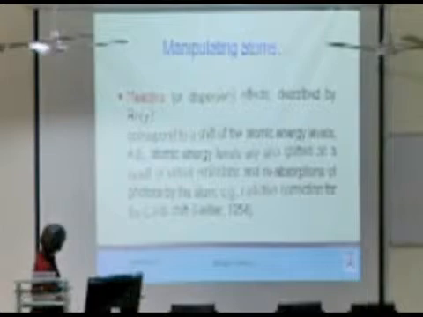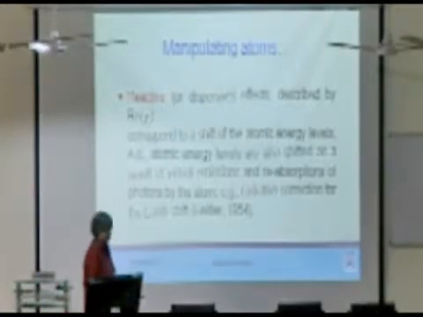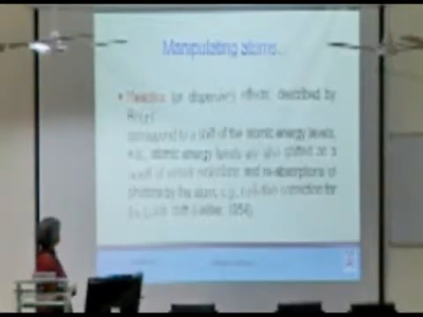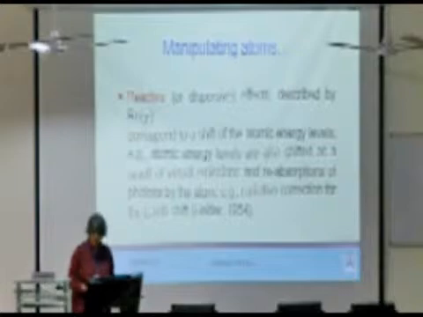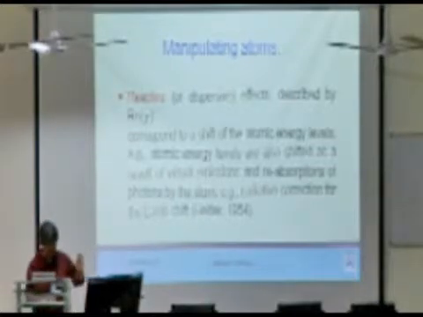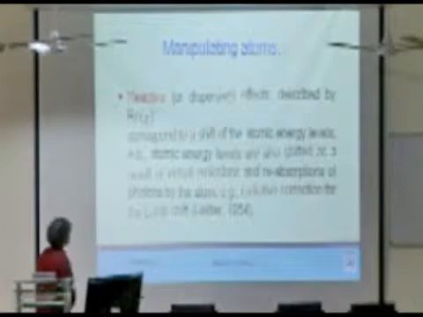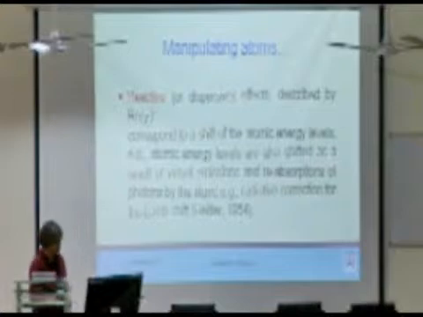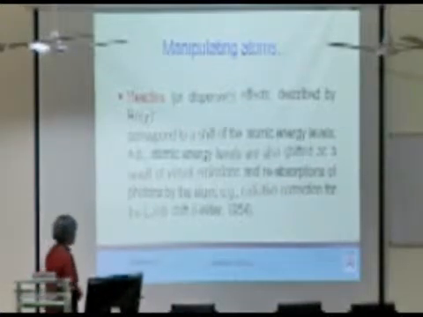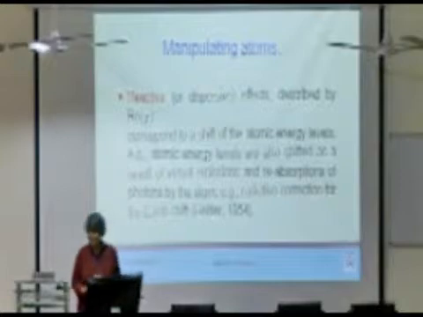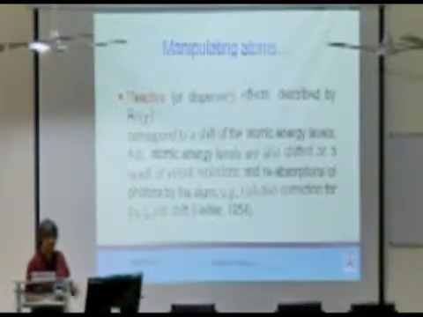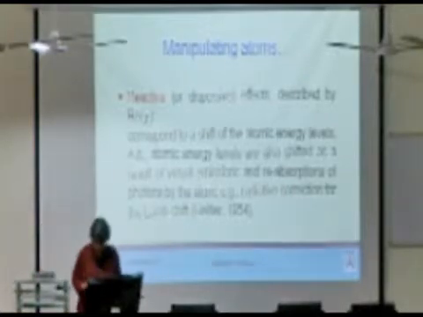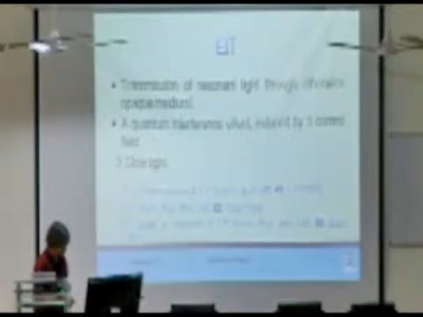And the second type of interaction that we can talk about effects are reactive or dispersive effects. They are described by the real part of the susceptibility chi. These correspond to a shift of the atomic energy levels, not just the width. So there is a shift of the atomic energy levels. That is, atomic energy levels are also shifted as a result of virtual emissions and reabsorption of photons. This is a famous, for example, radiative correction, the Lamb shift, is an example of that. So the point is that when I couple atoms to fields, even if the field is dark, we are supposed to see these kind of effects in manipulation.